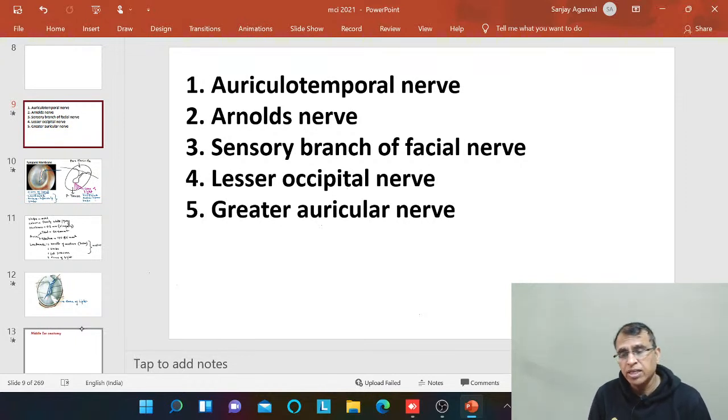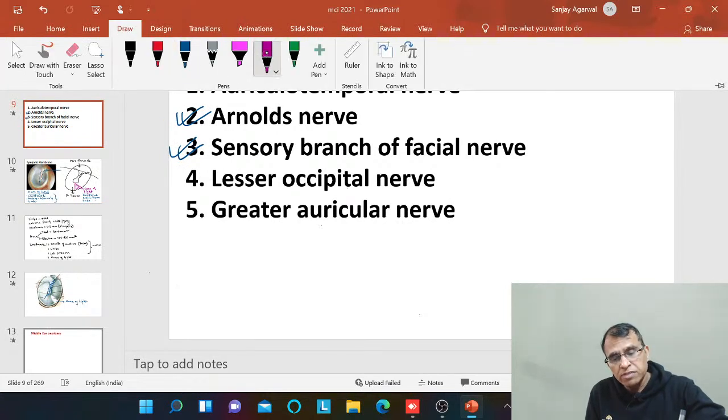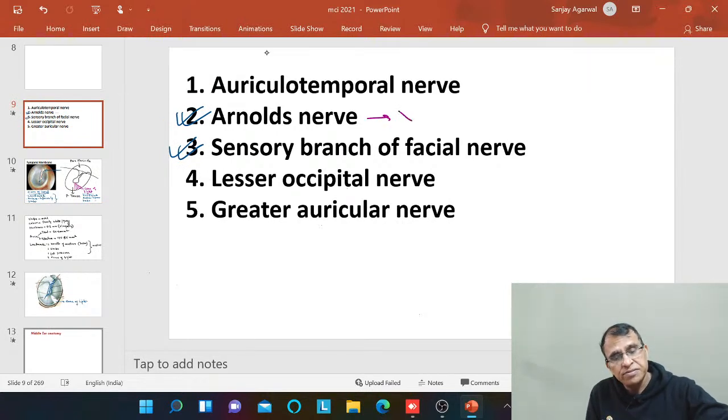When you attend the anatomy class, they'll talk about the last one. From the anatomy point of view, greater auricular nerve is the most important for them, the anatomists. But from the ENT point of view, आपको दो याद रखनी, Arnold's and sensory branch of facial. Remember these two. Arnold's is a branch of vagus, 10th nerve.